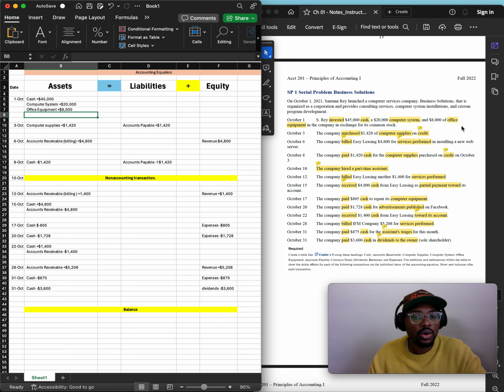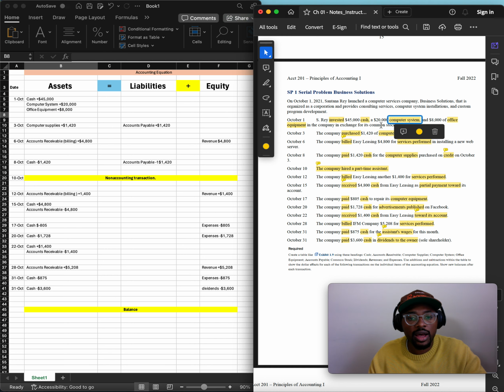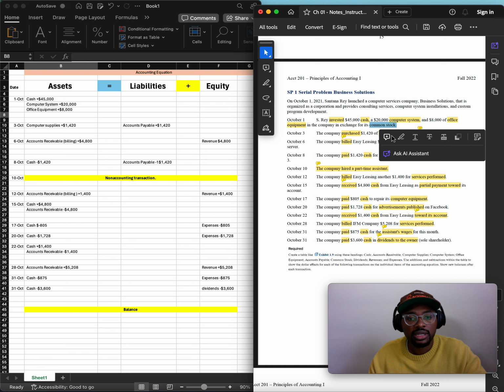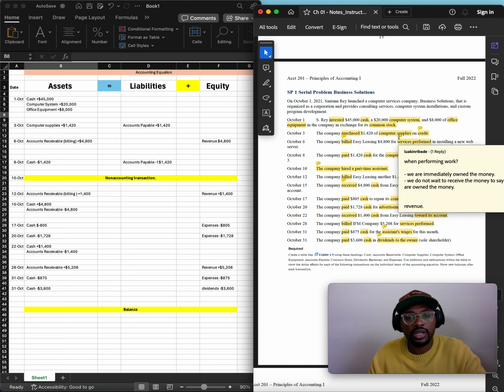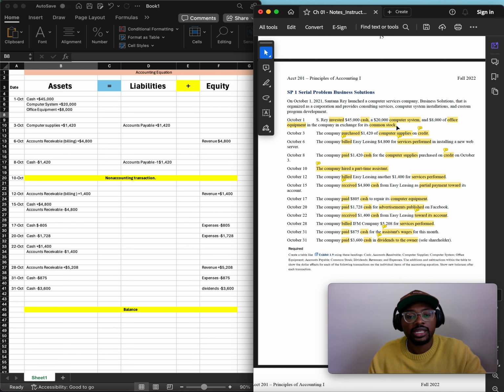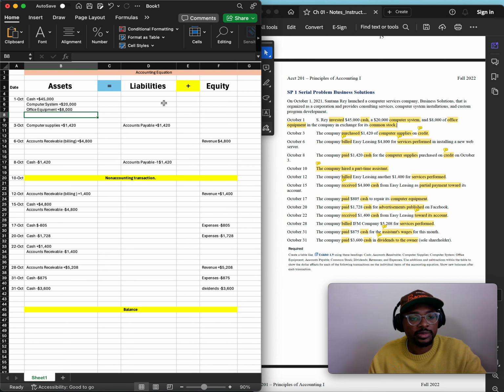So the question is though, what in here speaks to the other side? Well, it says this word common stock. Okay, remember we talked about this earlier, but common stock is ownership in the business. So it's not a liability because that doesn't speak to ownership, but it is an equity. So we come here and put common stock.